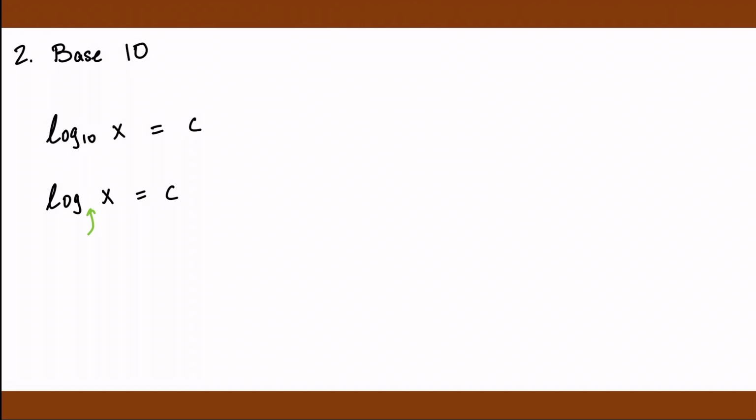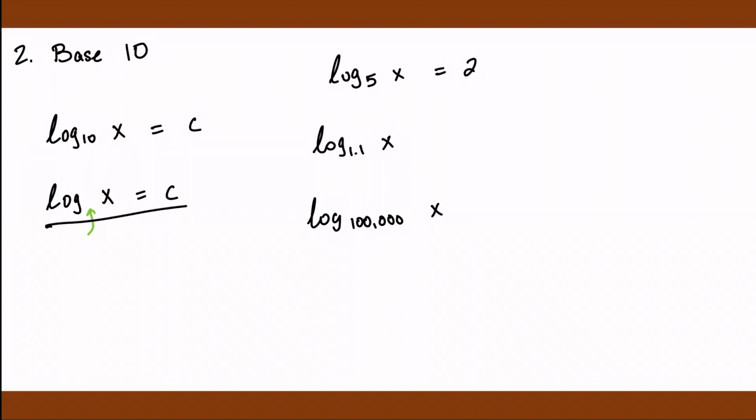Notice that I could have any other number. I could have log base 5 of x equals 2, let's make it. I could have log base 1.1 of x. I could have log base 100,000 of x. All of these things, I can put any number there. Don't get too hung up on that, because we only really use consistently log base 10, which again is just this, log nothing x, or log base e. So this is a very important one, which we're going to talk about next.